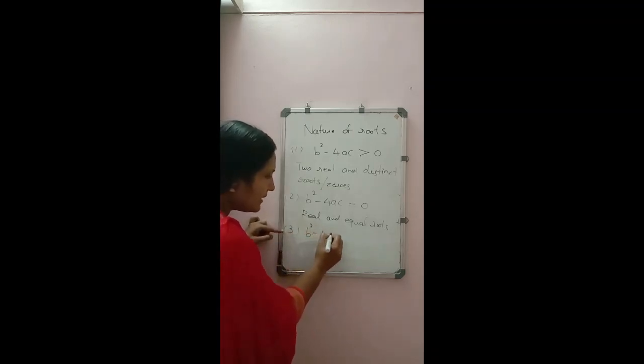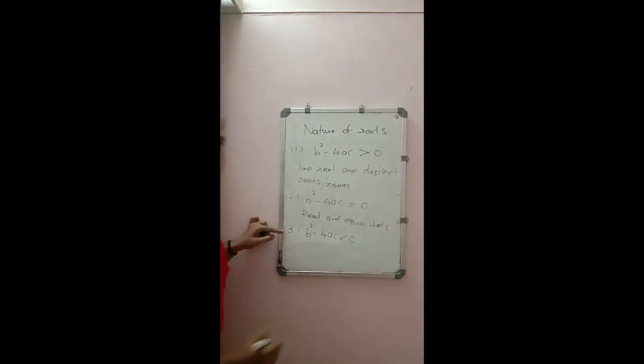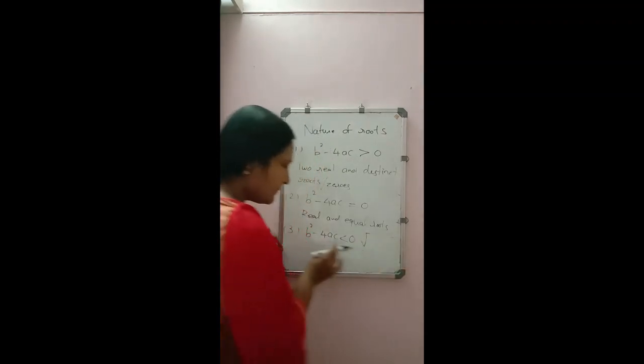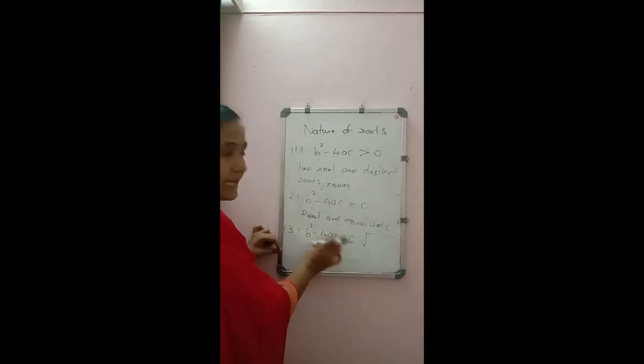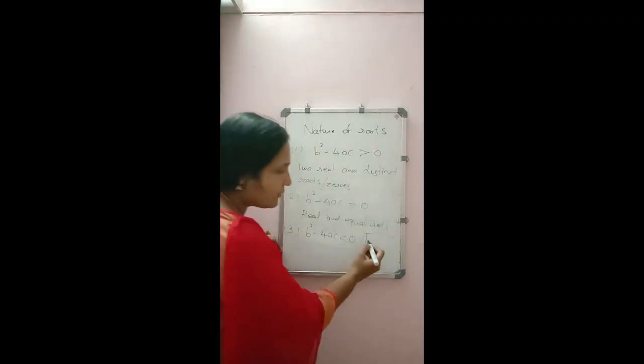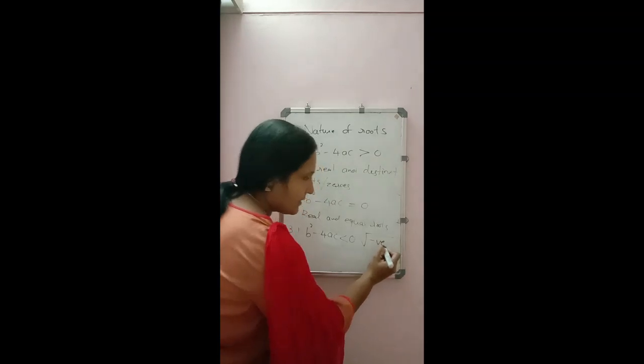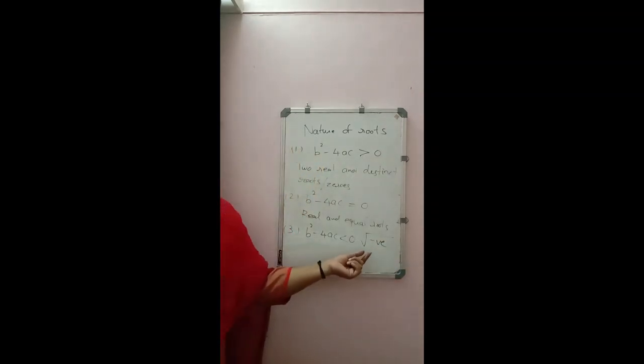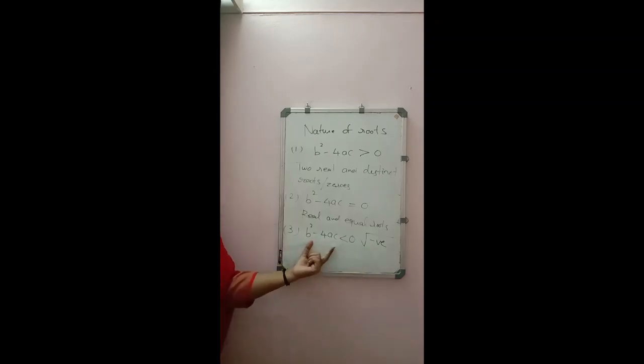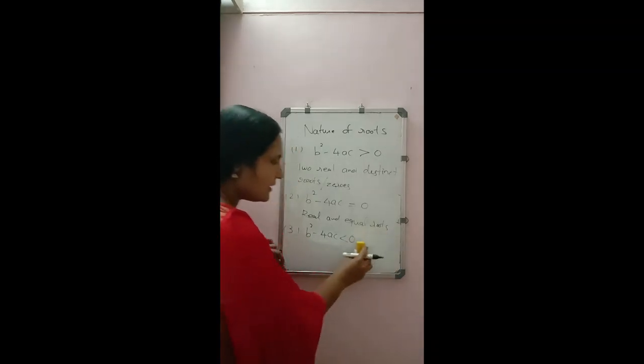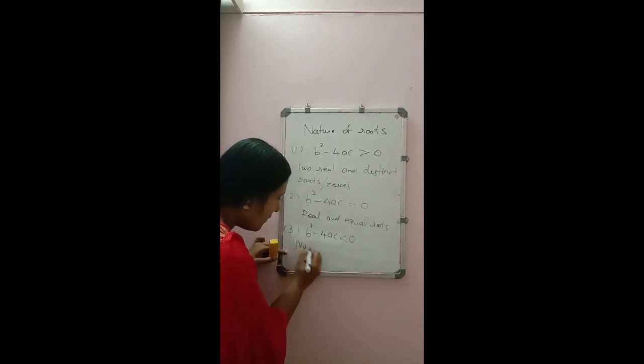If b square minus 4ac is less than 0, then inside the square root we will get a negative number, because less than 0 means it is a negative expression. And at present we don't know any number whose square will be negative. So in this case, we will not be able to find a real solution. That's why when b square minus 4ac is less than 0, in that case we will write no real roots.